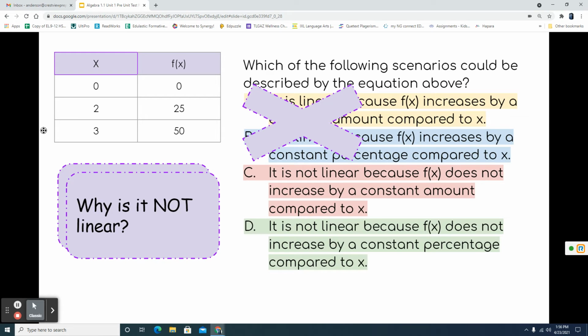Why is it not linear? It is not linear because our function of x does not increase by a constant amount compared to x. It is not linear because our function of x does not increase by a constant percentage compared to x? Well, take a look at our chart. We're not talking about percentages, we're talking about patterns. So our answer is C.